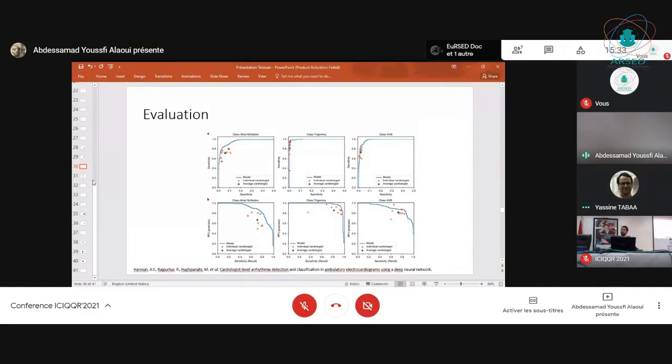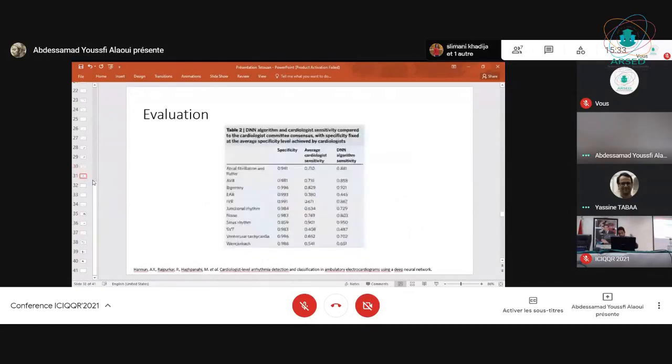The graph in blue is the value that they found using the residual neural network. The value in red is the value given by specialists or by cardiologists. So this table illustrates the results that they found by computing specificity and average cardiologist sensitivity, and applying a deep neural network algorithm sensitivity.